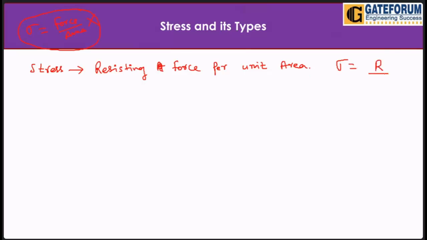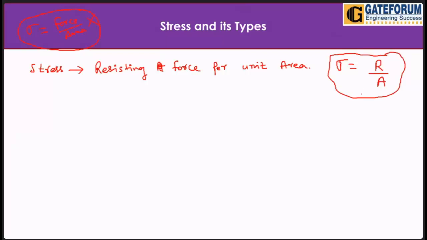So what do we mean by stress? The simple definition of stress is resisting force per unit area. Now what is resisting force? What do you mean by resisting force? You say, sir, stress is nothing but resisting force per unit area, you have told.